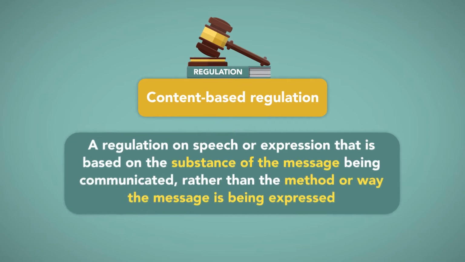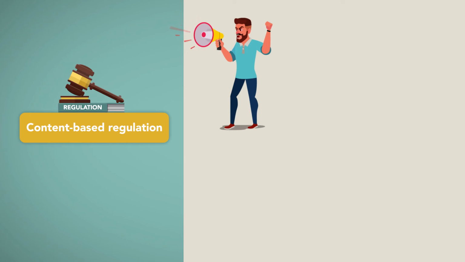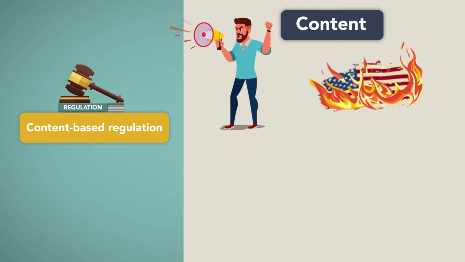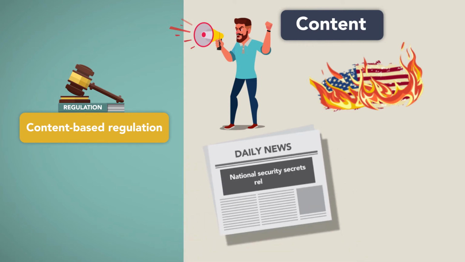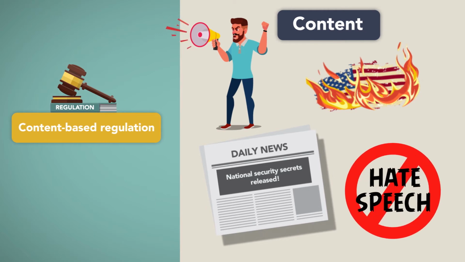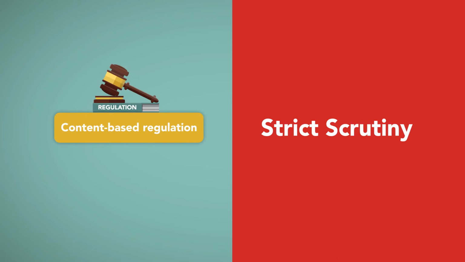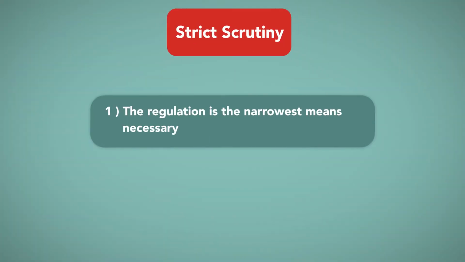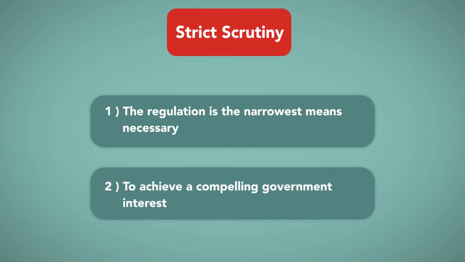For example, a law that forbids or punishes criticizing the government or flag burning are laws that regulate content. Other content-based restrictions include those that prohibit publication of national security secrets and those that punish hate speech. Content-based restrictions must pass strict scrutiny to be allowed to stand. To pass a strict scrutiny analysis, the government must prove two elements. 1. The regulation is the narrowest means necessary to 2. achieve a compelling government interest.